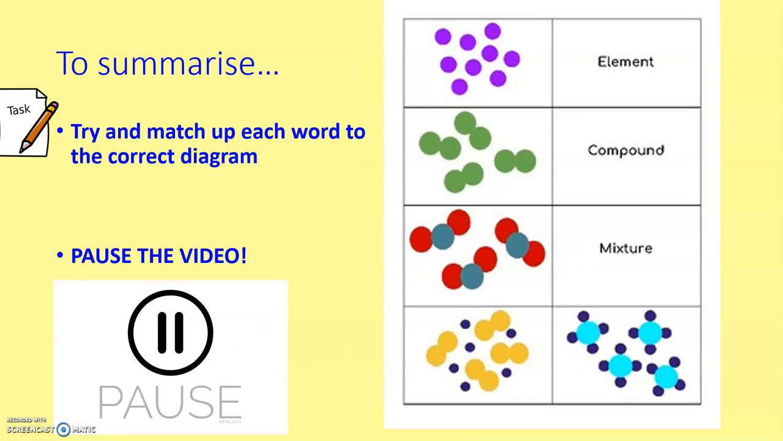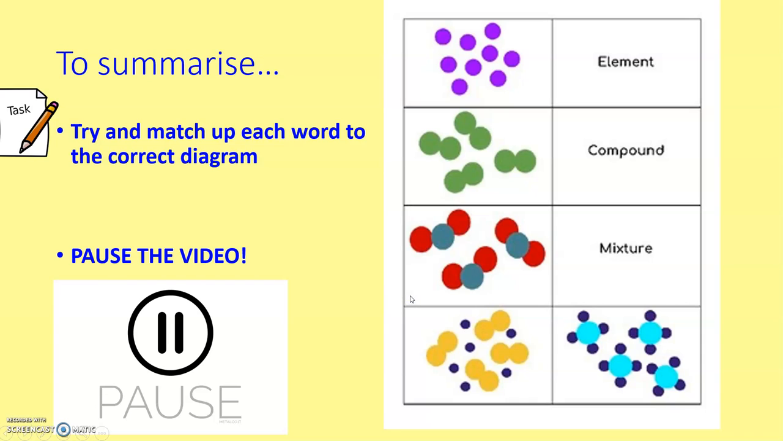Now, the final task, and this is a task for you to do at home to summarize, I want you to try and match up each keyword to the correct diagram. So we have three keywords: element, compound, and mixture. Can you write down which one of these diagrams is which? Pause the video and give yourself 2 minutes to have a go.